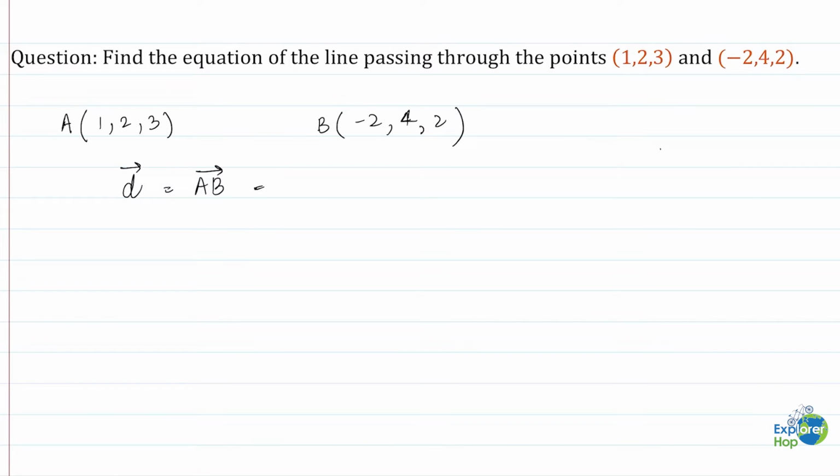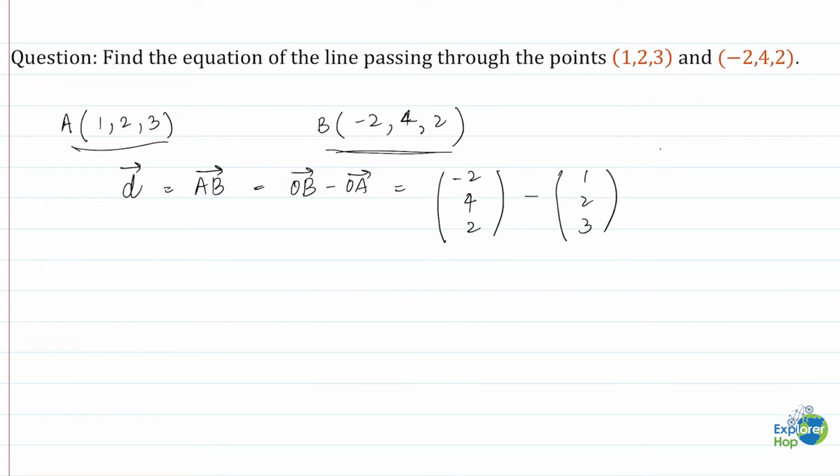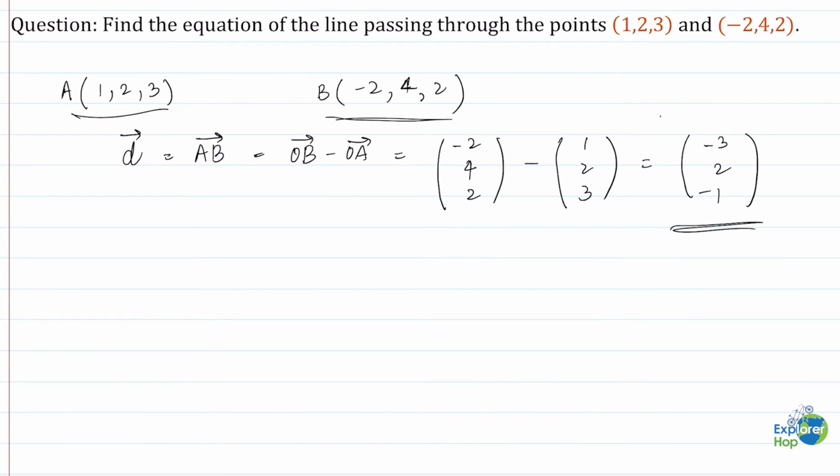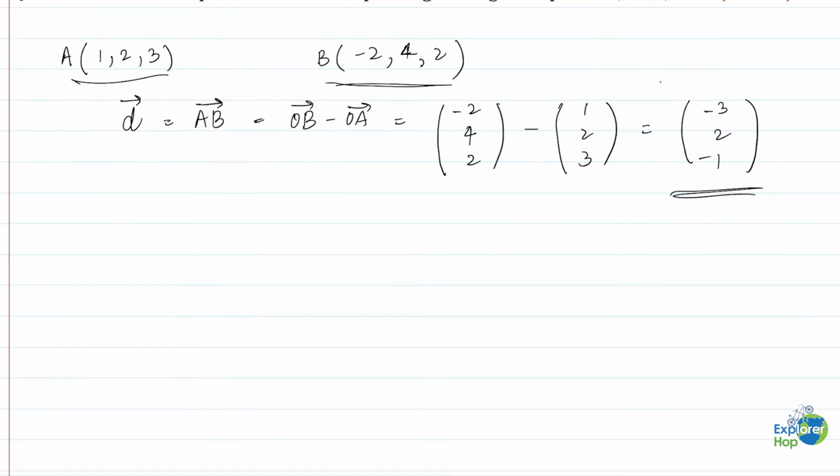We know that vector AB is equal to vector OB minus vector OA, and using these points, OB is (-2, 4, 2) and OA is (1, 2, 3). Simplifying it, we get (-3, 2, -1). So this is the directional vector of our line.